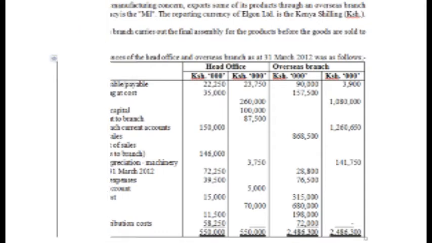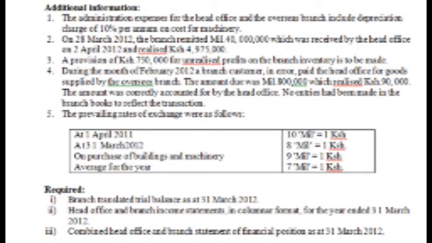Additional information 1. The administration expenses for the head office and the overseas branch include depreciation charge of 10% per annum on cost for machinery. 2. On 28th March 2012, the branch remitted 40 million mil, which was received by the head office on 2nd April 2012 and realized 49,75,000. 3. A provision of 750,000 Kenya shillings for unrealized profits on the branch inventory is to be made. 4. During the month of February 2012, a branch customer in error paid the head office for goods supplied by the overseas branch. The amount due was 800,000 mil, which realized 90,000 Kenya shillings. The amount was correctly accounted for by the head office. No entries had been made in the branch books to reflect the transaction.